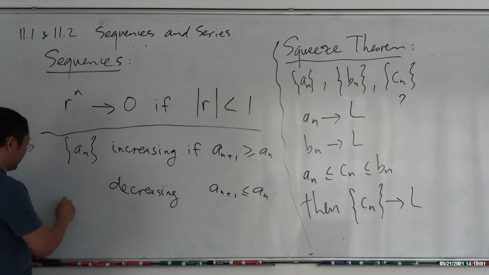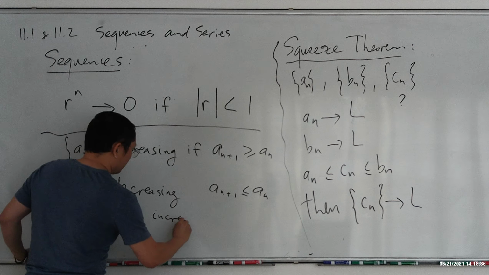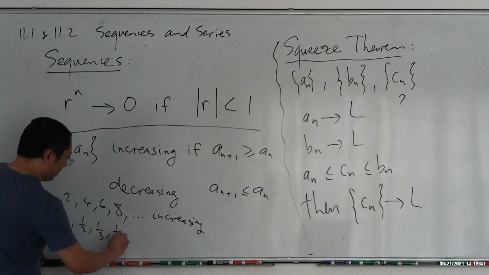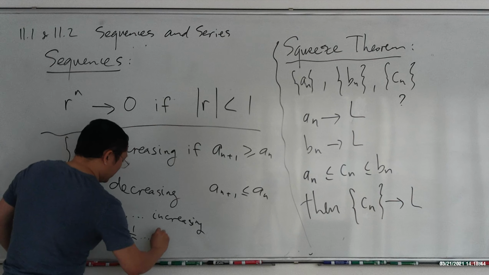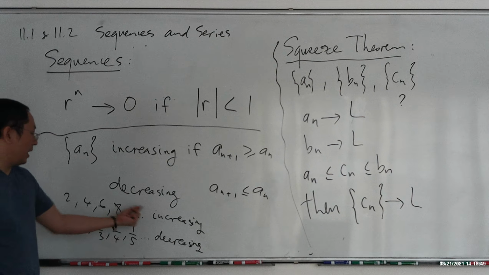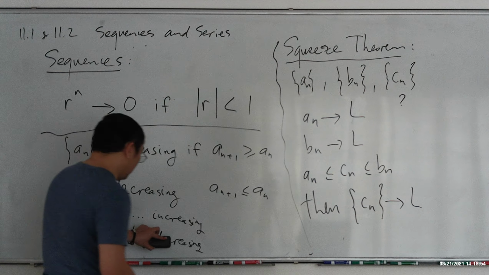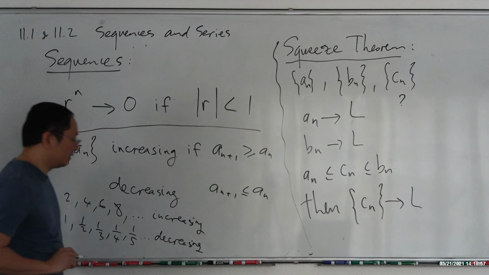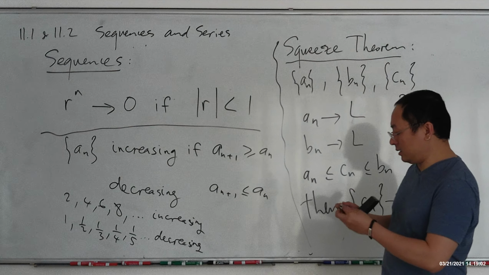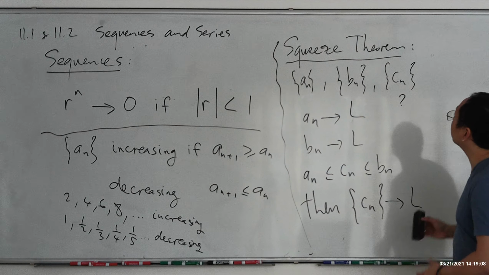So this sequence is increasing. 2, 4, 6, 8. This is increasing. Right? How about this? 1, 1/2, 1/3, 1/4, 1/5. This is decreasing. And the numbers say it all, right? The next term is bigger than the previous term. This one, the next term is smaller than the previous term, so it's decreasing. So it's kind of obvious, right? So to know if the sequence is increasing or decreasing, you compare two consecutive terms, in general.